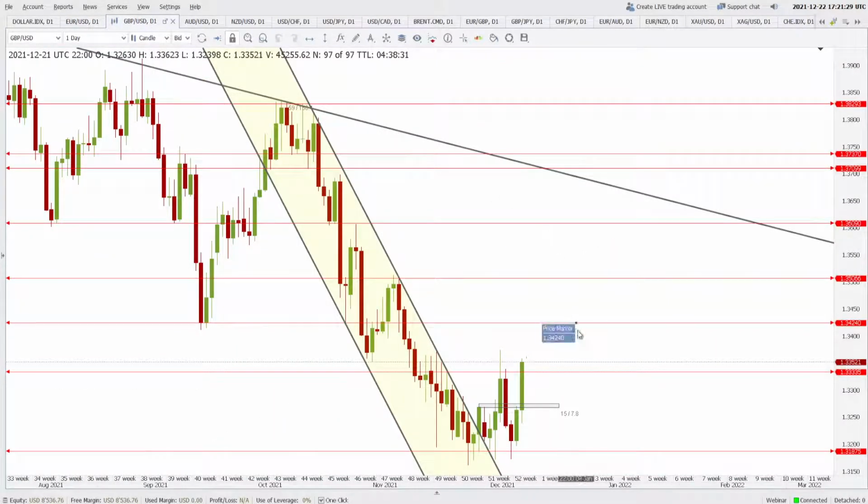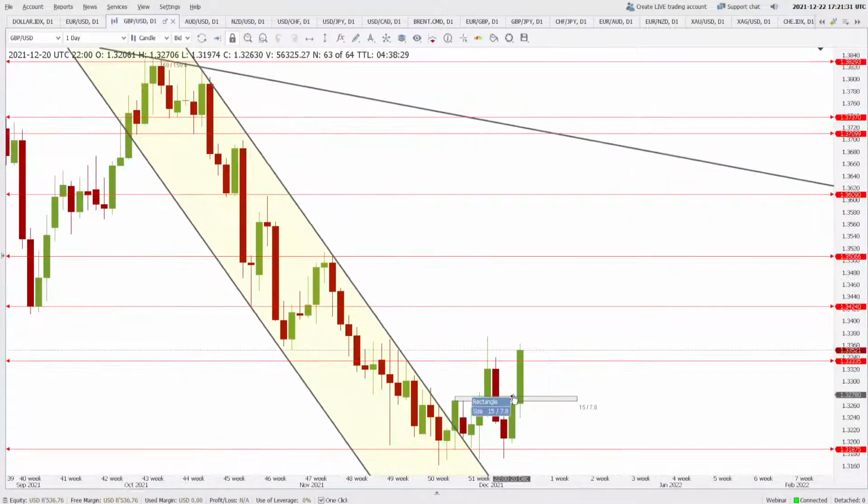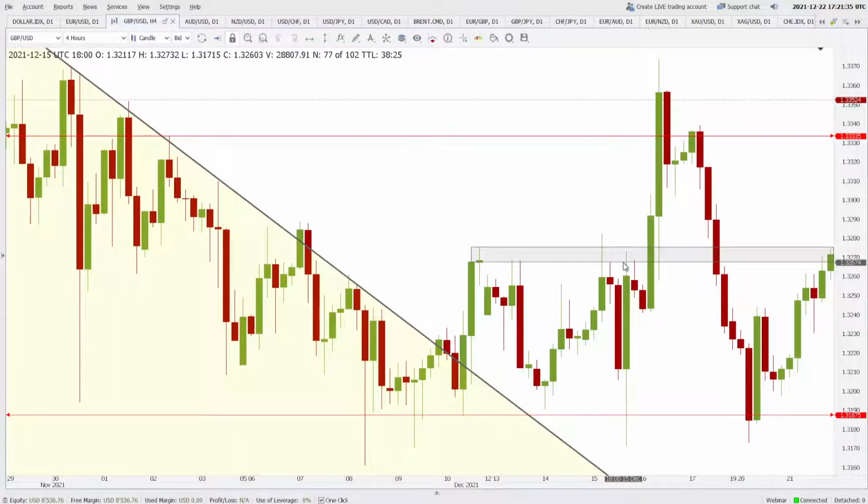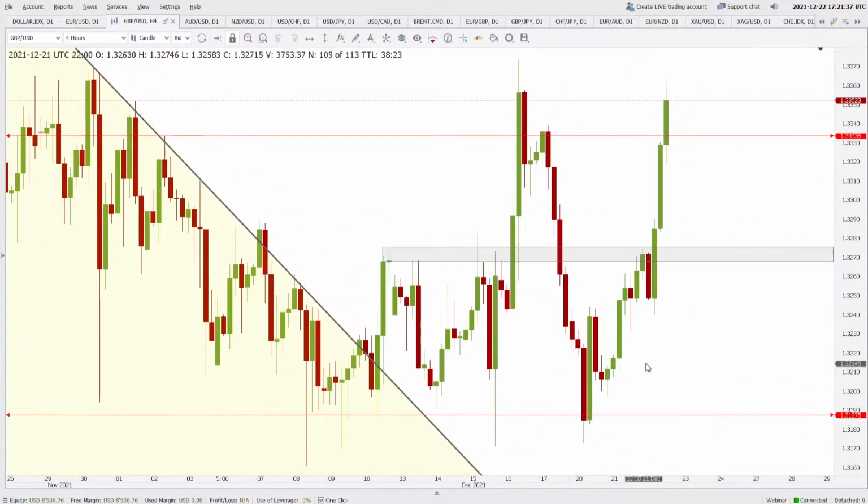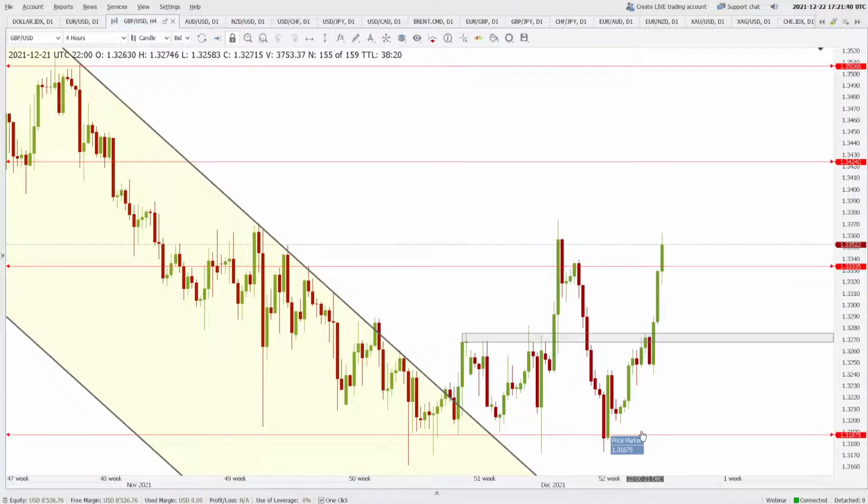Talking about the Great Britain pound, a very nice up move actually. If you remember that yesterday we talked about the possibility of an up move here, because this area, that 1.3187, was acting very nicely as a support, and you see how the price broke through this resistance of the rectangle that we had created yesterday based on the 4-hour chart.